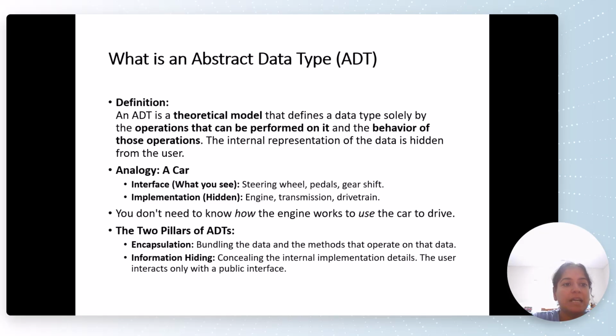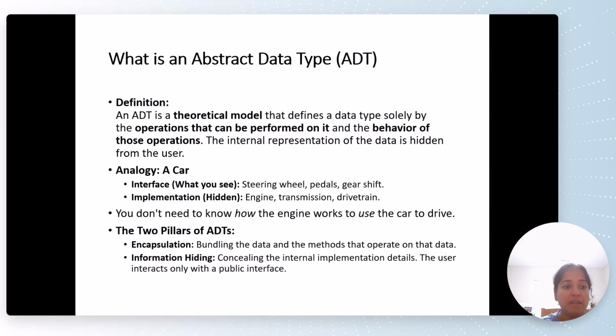An abstract data type is basically a model that defines a data type only by its operations, that is, what operations you can perform on it, and the behavior of those operations, that is, what will happen by performing those operations. But how those operations are implemented is completely hidden from the user.